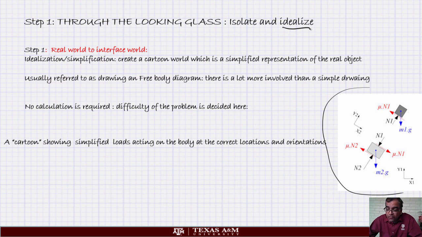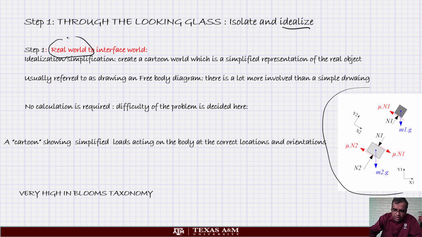And so this is very high in Bloom's taxonomy. You have to do a lot of evaluation, synthesis, all kinds of very high level activities. That's why this is one of the hardest things to do, although there is no calculation. When it comes to calculation, calculation is the easy part. Converting the real world into the idealized world is very hard. Okay, we will learn how to do this in a systematic way, but I wanted you to understand that's step number one, isolate and idealize.